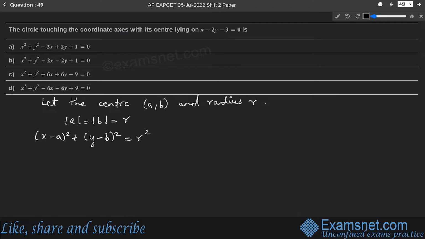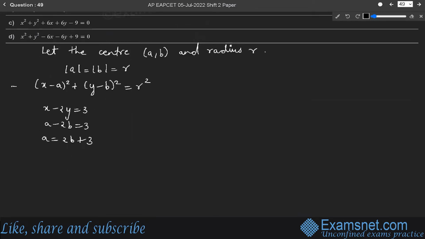Therefore, the equation here is x minus 2y is equal to 3. Since A and B satisfy this equation, it becomes A minus 2B is equal to 3, or it can be written as A is equal to 2B plus 3. Substituting the value of A here in this equation, we get (x minus (3 minus 2B)) whole square plus (y minus B) whole square is equal to R square.